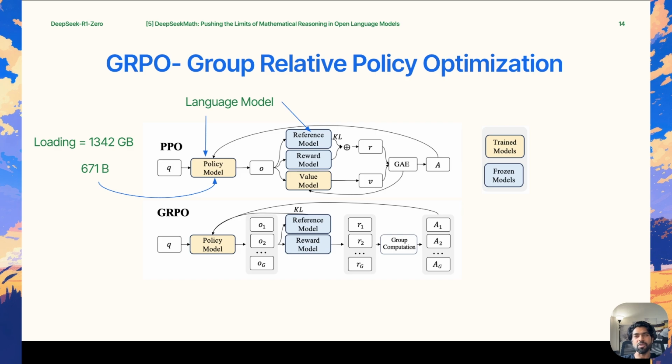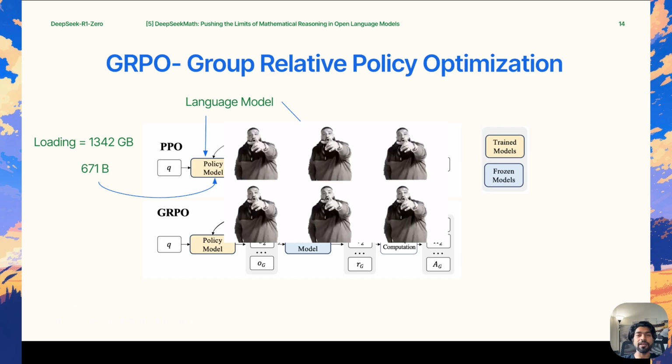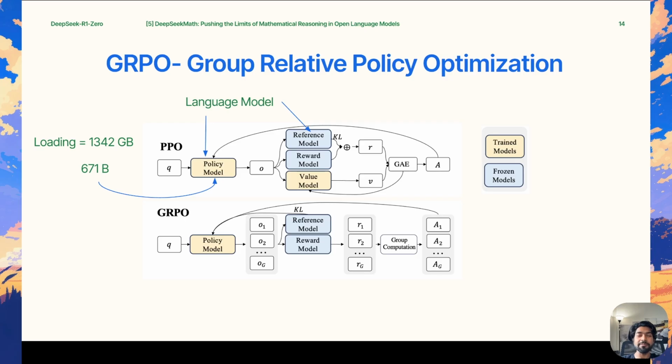How about training? Twice that? Wrong. Another one. 4 times? Wrong. Another one. 6 times? Wrong. Another one. 8 times? Yes. Without optimizations, the training requires around 8 times the memory, and even with optimizations, it's at least 6 times. The main takeaway is training a 671 billion parameter model would need at least 1342 times 6, that is 8052 GB of GPU memory.